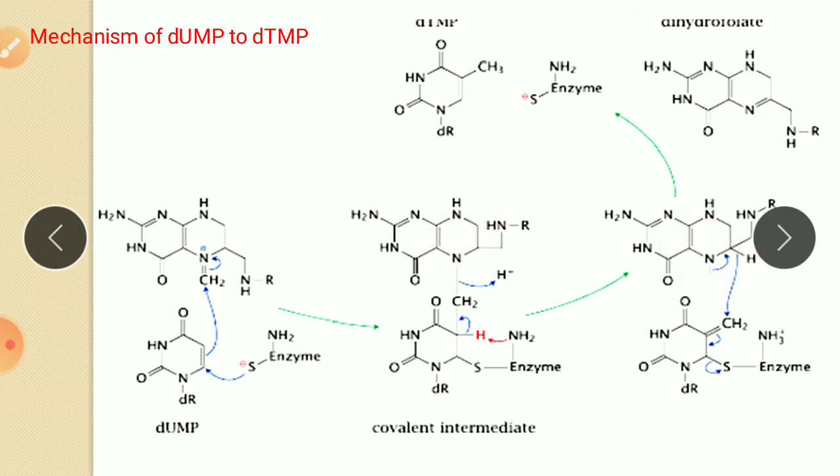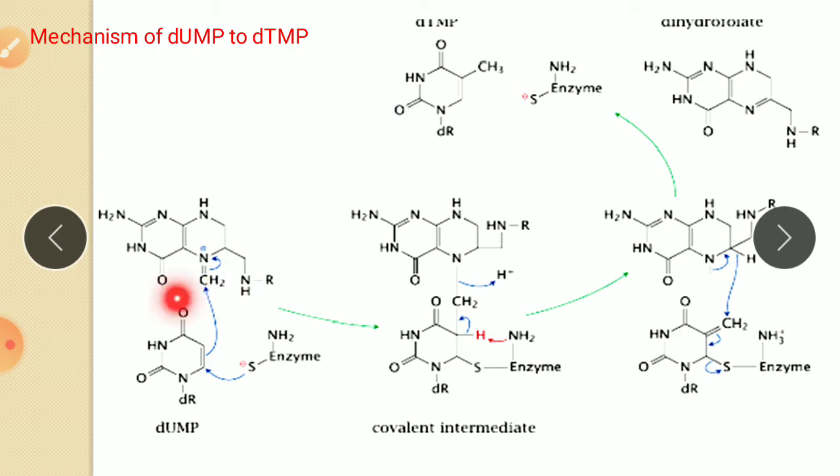Then the next step is the important step here, so look properly. Here N minus is converted into a double bond, follow the arrow, and this hydrogen, this bond, is shifted here. So this hydrogen is shifted here, and this double bond is shifted into this ring. So we get three products. The first product is this one, the second product is the free enzyme, and the third product is dTMP, thymidine monophosphate.